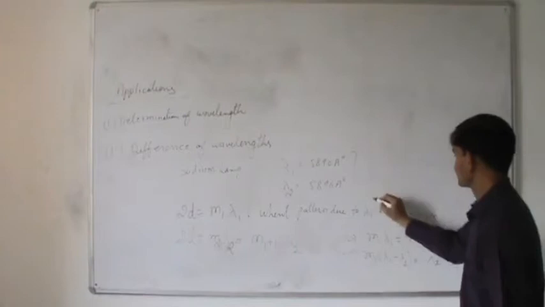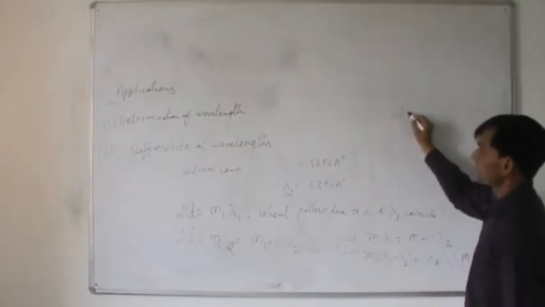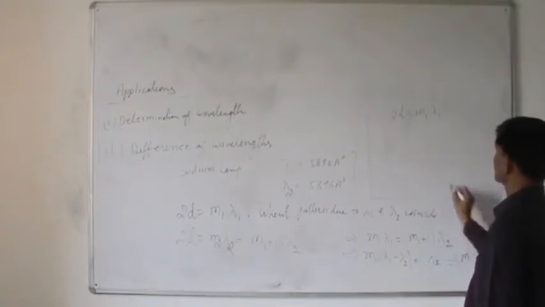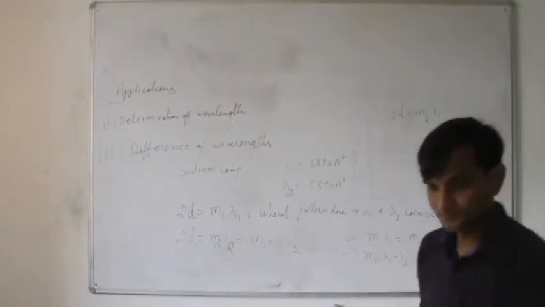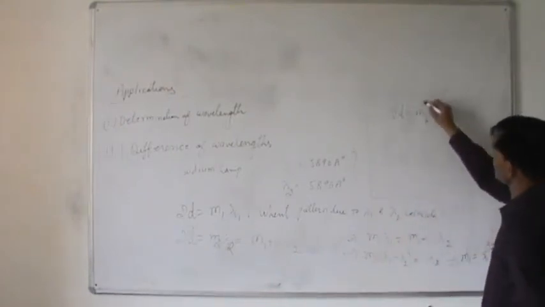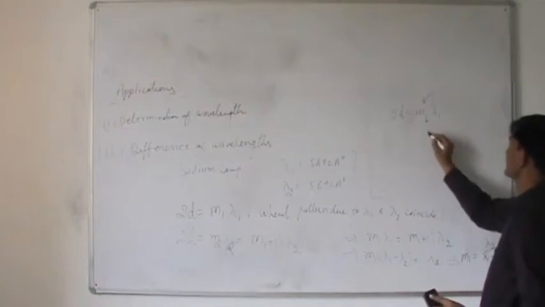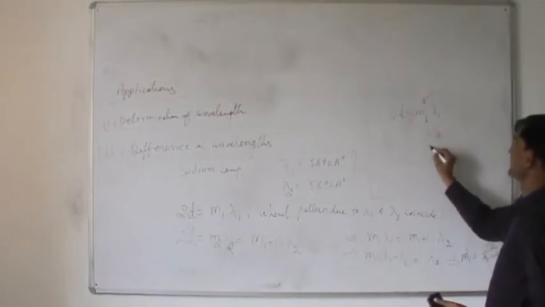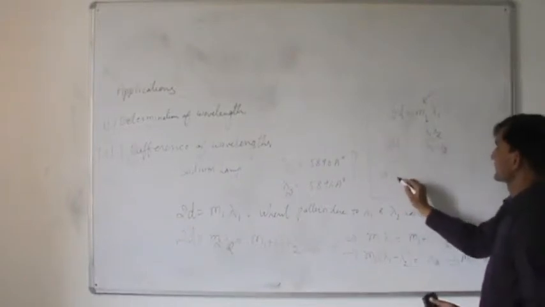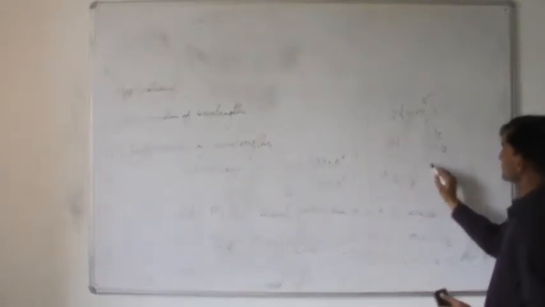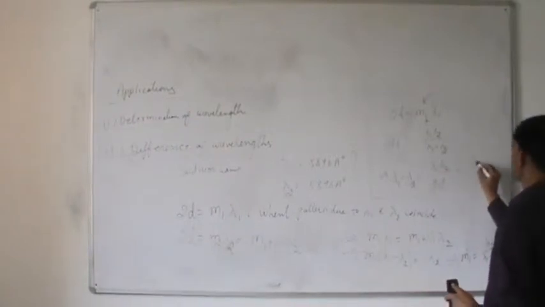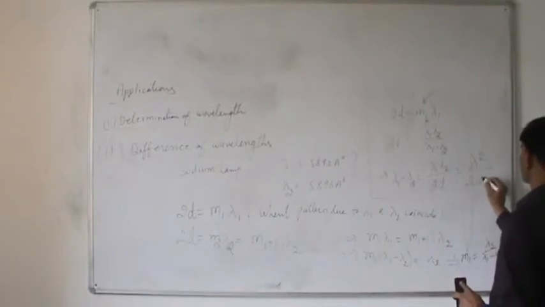Now substitute this value back into the first equation. So now we have 2d equals M1 lambda 1, and this M1 can be replaced from here. That gives you lambda 1 lambda 2 by (lambda 1 minus lambda 2) equals 2d. Or I can say lambda 1 minus lambda 2 equals lambda 1 lambda 2 divided by 2d, which is almost lambda squared by 2d.